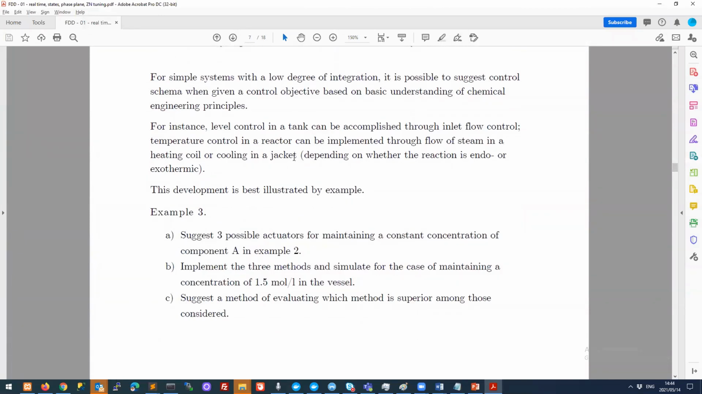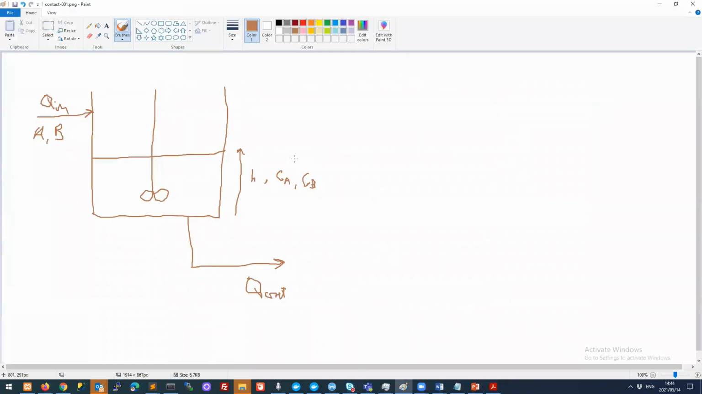So, 3 possible actuators for maintaining a constant concentration of A. If you look at this situation, it doesn't say that it's reacting. In fact, it looks trivial in this case, because if you are feeding in just one stream of A and B, and you are only withdrawing them also, and there's no reaction, then the concentration is not going to change. The level may be changing, but the concentration is not going to change for this process. So in this situation, there's actually no control action needed at all.